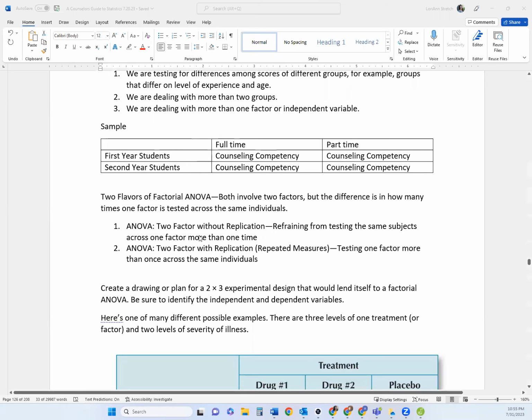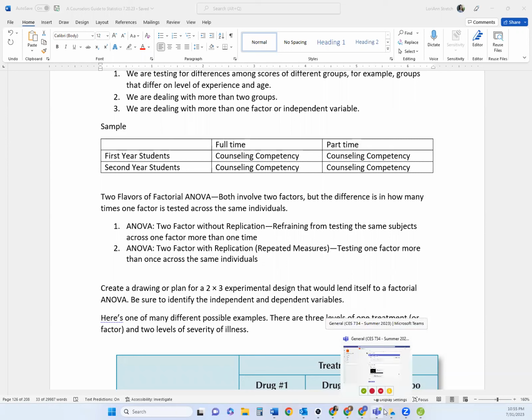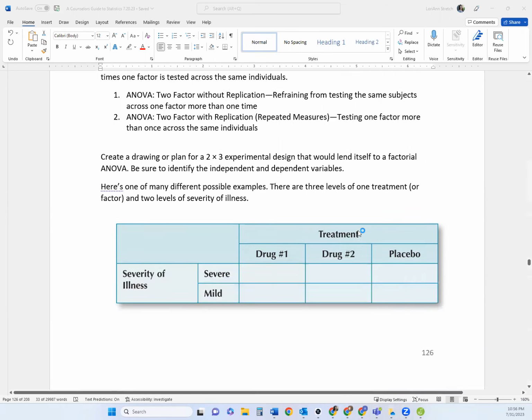So we have two types of factorial ANOVAs. We have one without replication and one with replication. The with replication is also known as repeated measures. So with replication or repeated measures, we're testing the same individuals more than once across time, whereas without replication, we're testing two different groups. So you can liken the without replication to the independent t-test that we did previously, and the repeated measures is much like the dependent t-test that we did before, except now we're looking at more than two groups.